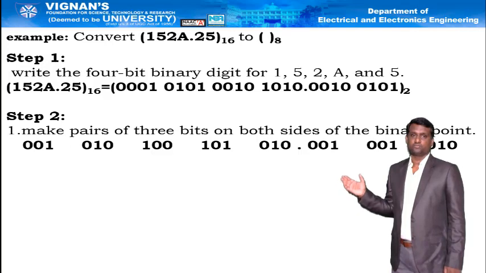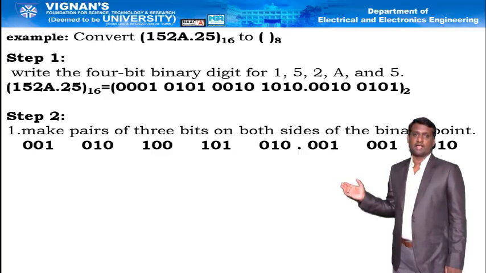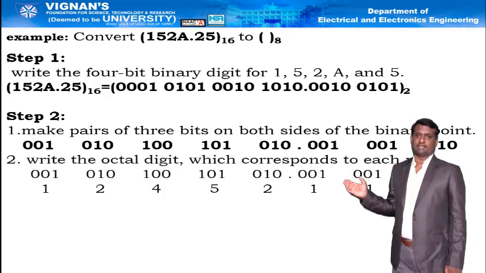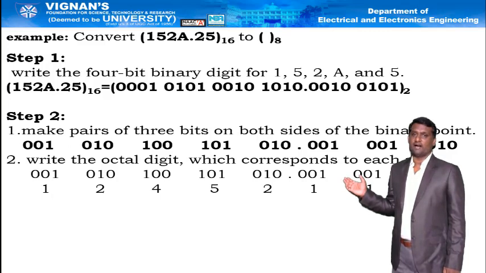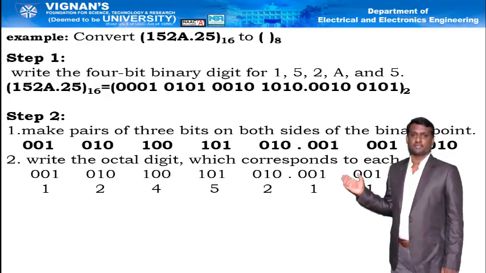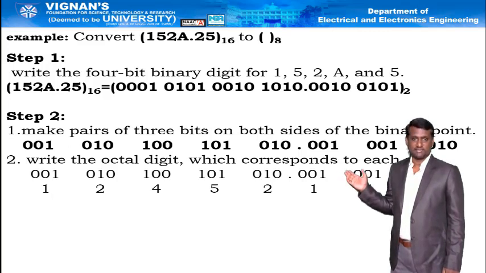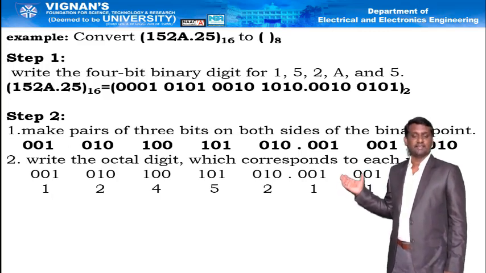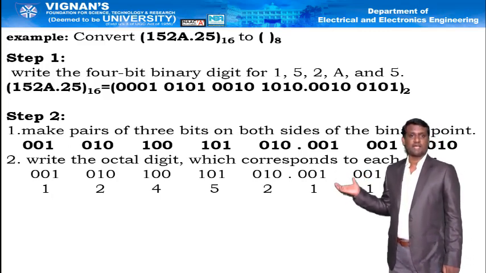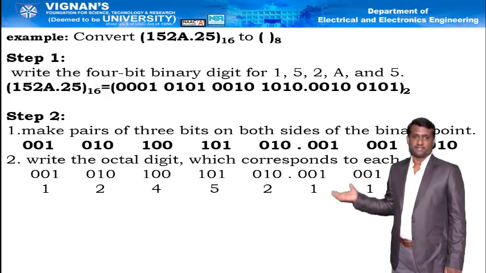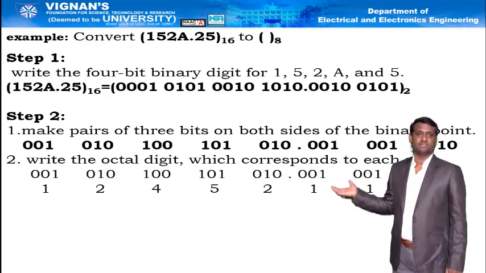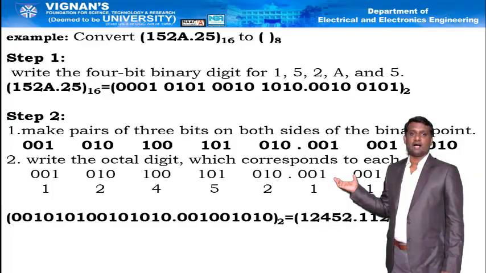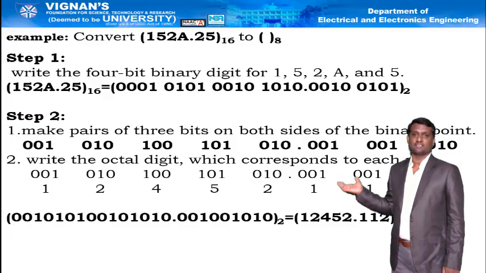Write the octal digit corresponding to each group. For 001 the equivalent octal is 1, for 010 it is 2, for 100 it is 4, for 101 it is 5, for 010 it is 2. That is for the integer part. Similarly for the fractional part, 001 is octal 1, 001 is octal 1, 010 is octal 2. Clubbing all those numbers, we get the equivalent octal number for the given hexadecimal number.